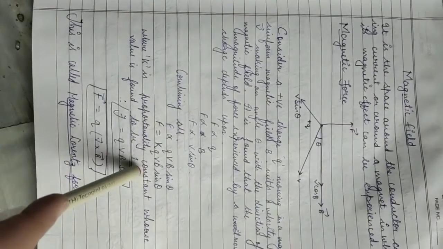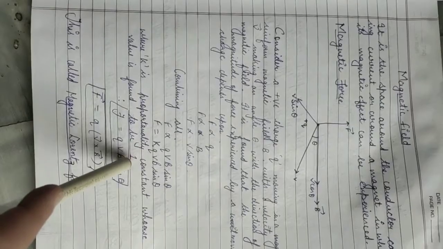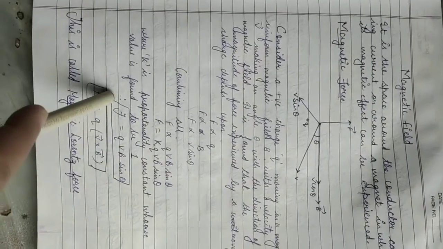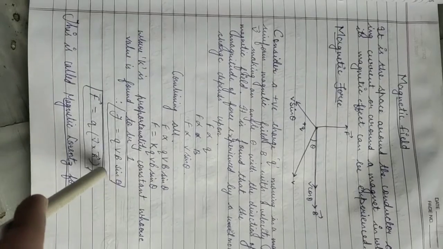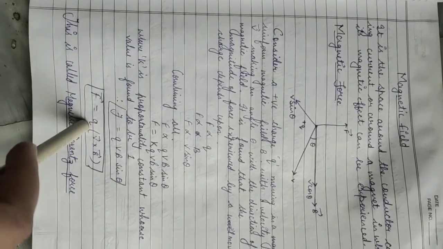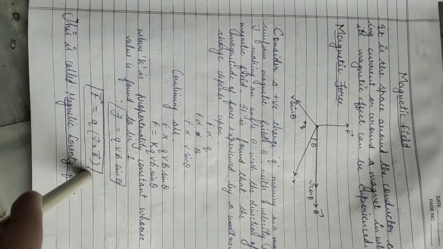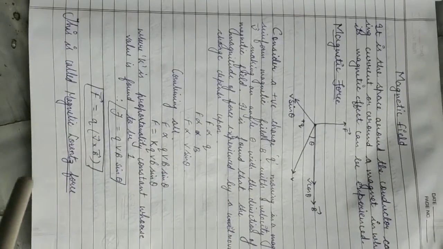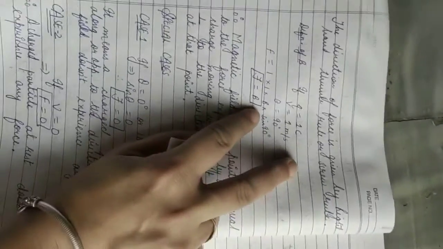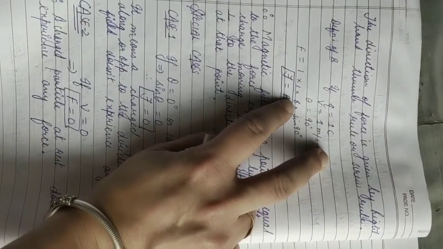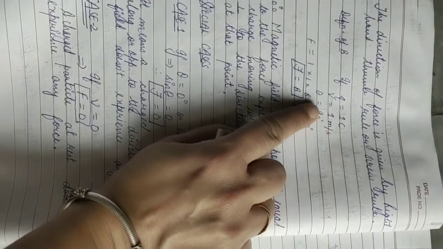K is a constant of proportionality, and its value, we can say, is 1. F is equal to q v B sin theta. Here the sin theta is there, so the cross product will be there: q V cross B. This is called the magnetic Lorentz force. This is a force, so we can say it's a magnetic Lorentz force. Now, the direction of force is given by the right-hand thumb rule or screw rule.